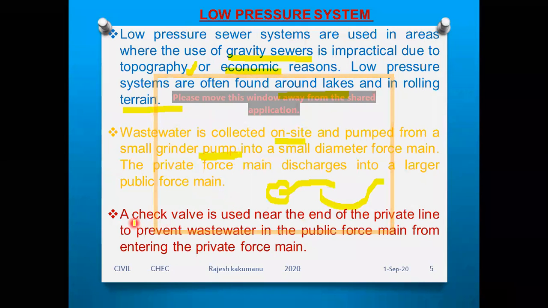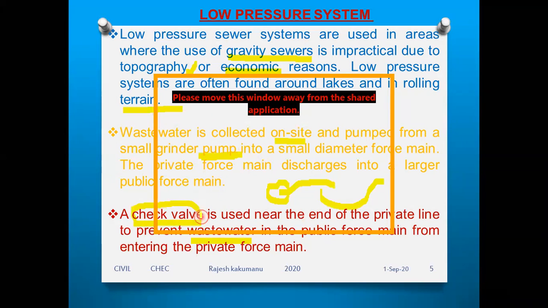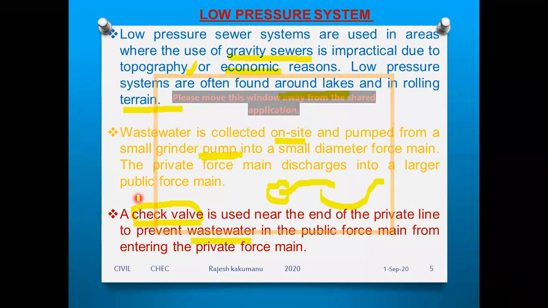Next, a check valve. A check valve is used near the end of the private line to prevent the wastewater in a public force main from entering into the private force main. So what is the instrument you are placing for this low pressure system? We have a pump, first one. Second one is a check valve. Why are you using a check valve? Whenever the sewage wastewater is coming from a house on-site and pumped into the pump, again it should not go back into the public force main. That's why the check valve restricts flow in the reverse direction.